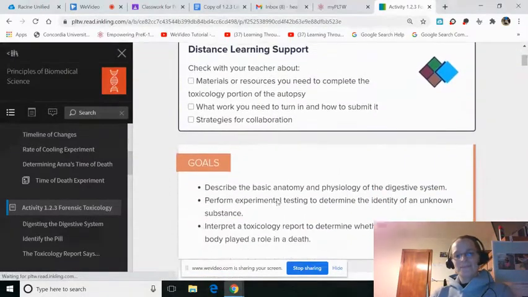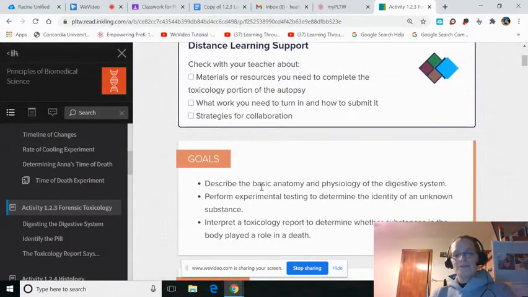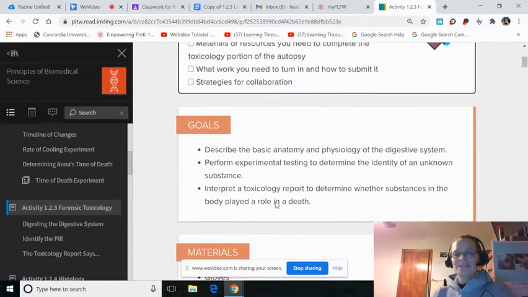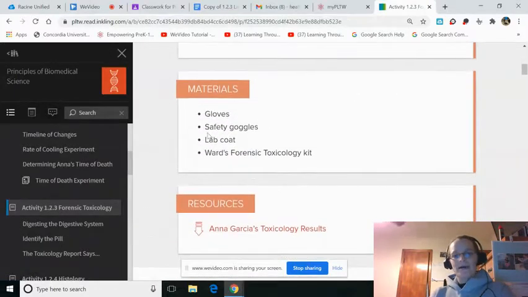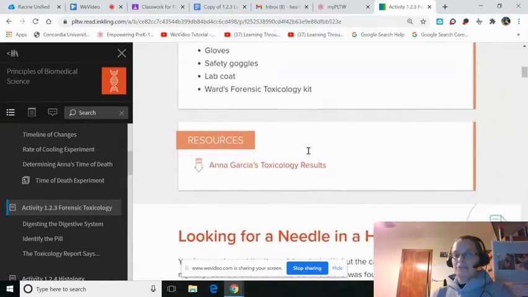All right. Our goals: describe the basic anatomy and physiology of the digestive system. Like I said, we're looking at Ana's stomach contents. Perform experimental testing to determine the identity of an unknown substance. Well, we will certainly look at the results. Interpret a toxicology report. All right. So let's take a look. We have materials. We don't need any of that.